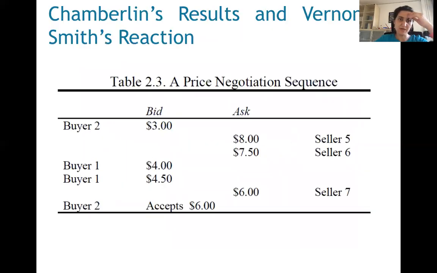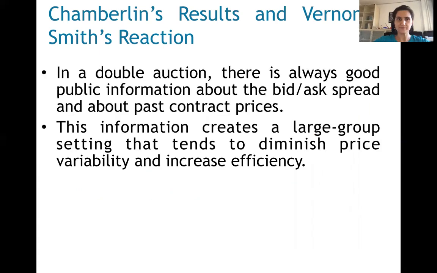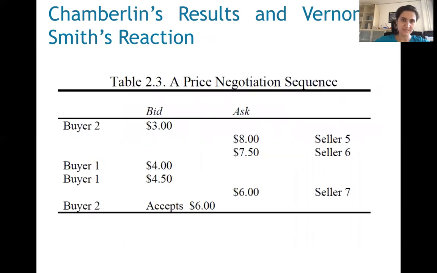So for instance, buyer 2 gave a bid of $3, and similarly a seller gave an ask at $8. Buyer 1 gave $4, which is higher than buyer 2's bid. Seller 6 gave a price offer which is lower than 8. Then seller 7 gave 6, which is lower than seller 6's offer, and buyer 2 accepted at 6. So in a double auction you can see here, buyers increase the prices, sellers decrease the prices, and they agree at some point. Since all of the offers are seen, they converge to each other.